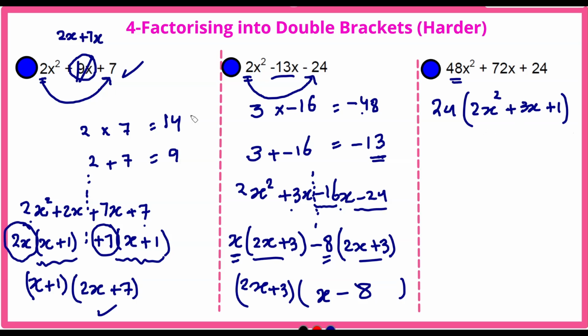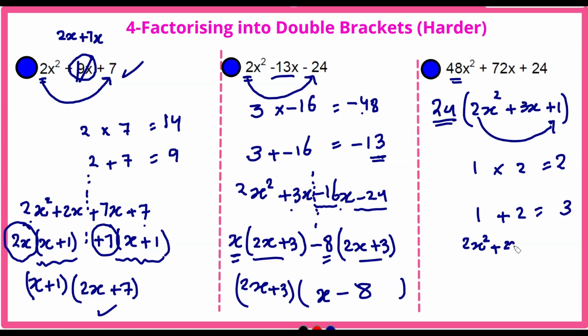And then we do what we did in these two examples. 2 times 1, which is 2, so that's my product. And the sum is still 3. So 1 times 2 and 1 add 2, isn't it? And then I rewrite, so I'm focusing only on this. What about the 24? Leave it for now. So we have 2x squared, add 2x, add x, add 1. Split. The highest common factor here is 2x, bracket, you have x, add 1.